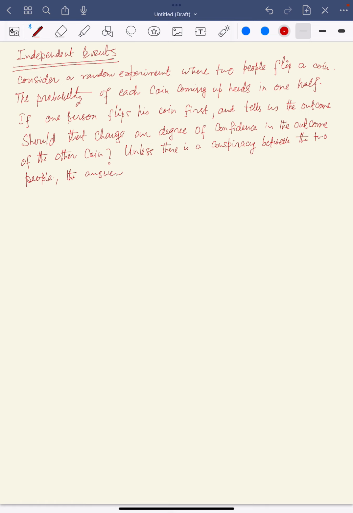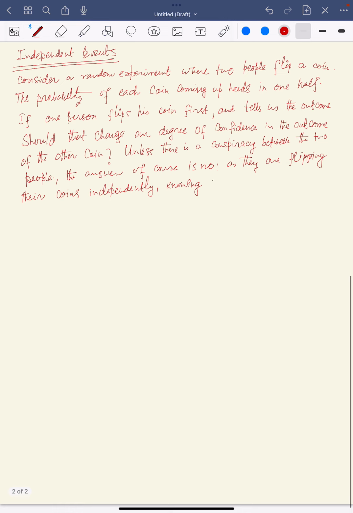The answer, of course, is no, as they are flipping their coins independently. Knowing one of the outcomes cannot affect the other.